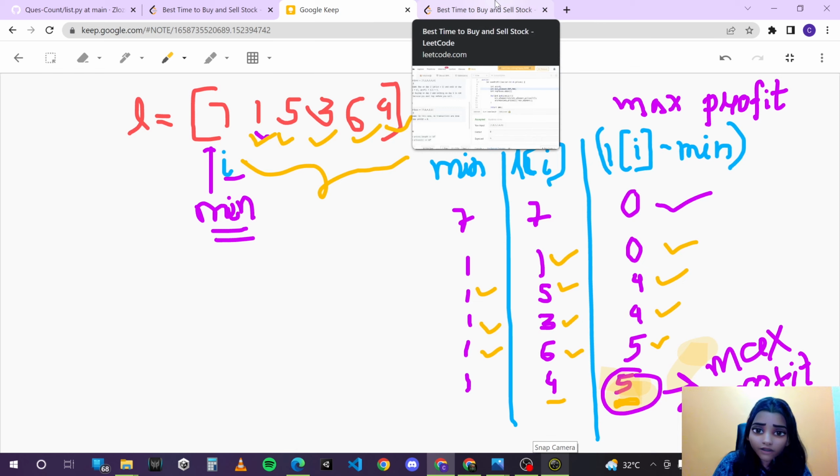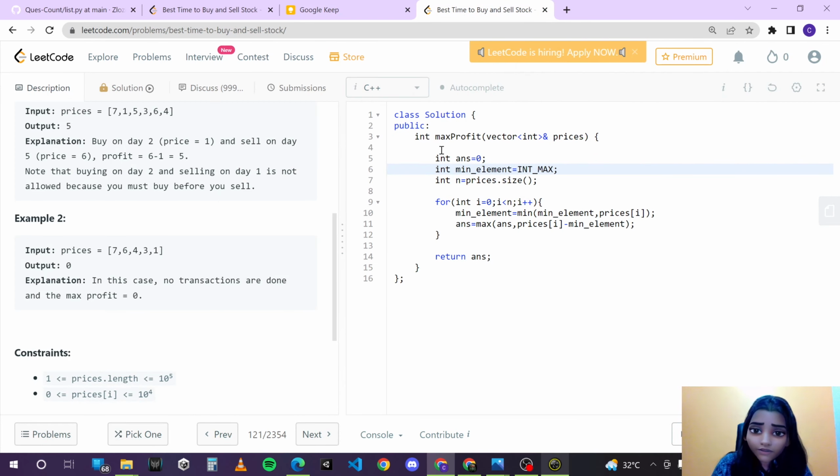Now let's try to write the code. Our answer is initially 0, because if we cannot find any profit, we have to return 0. Like you can see in this example, no transaction is done and the maximum profit is 0, because the array is sorted in decreasing order and we cannot make any profit. If we buy any stock at any point of time, we always incur a loss. So we have to return 0 profit.